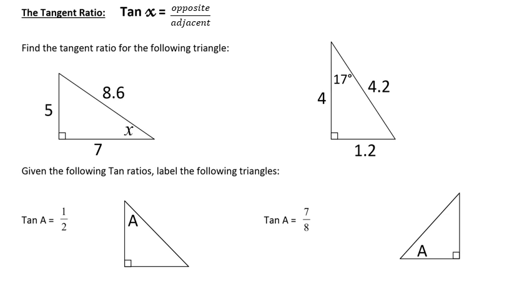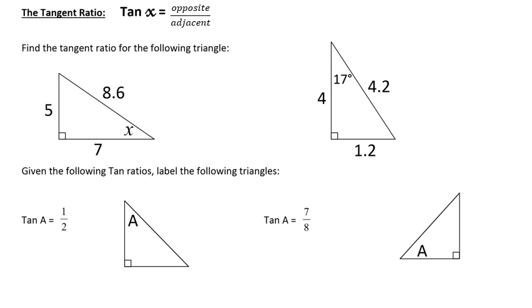Okay? So in the first problem, we had to find the tangent ratio for the following triangle. We just need to know that tangent is opposite over adjacent and use that to write our ratio. So remember I said before that every problem we do in this chapter starts by labeling our triangle. So let's do that first.